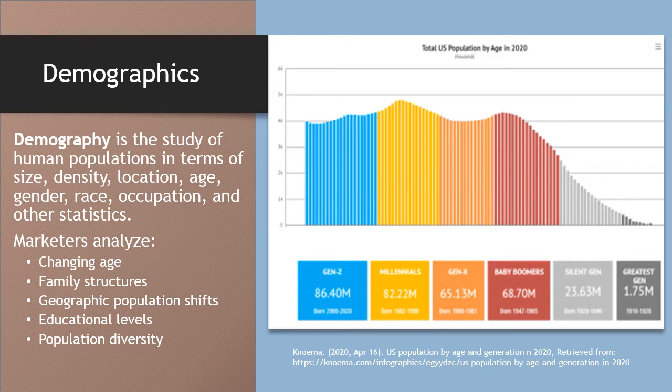Marketers will analyze several important factors that affect the marketing environment and marketing decisions. The first factor is the changing age and family structure. The U.S. population contains several generational groups. This includes what you see in the graph below: the baby boomers, Generation X, millennials, also known as Generation Y, and the newer ones, Generation Z.